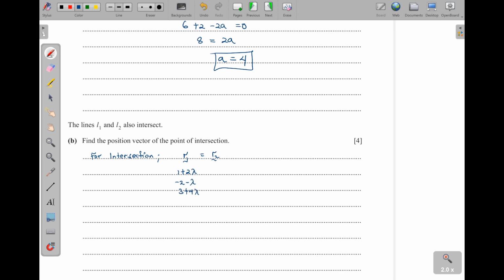Then this one, already my A, I've gotten it as a 4. So that's why I'm putting here 4 lambda.